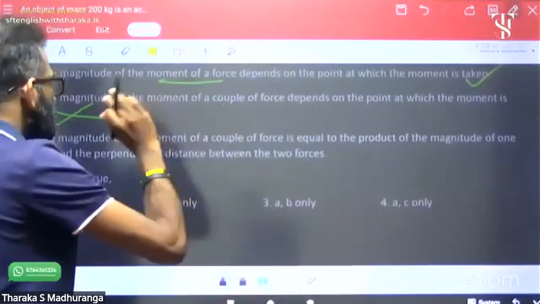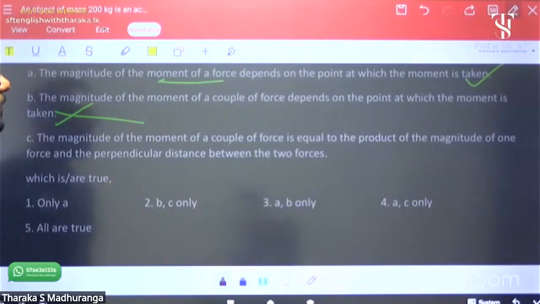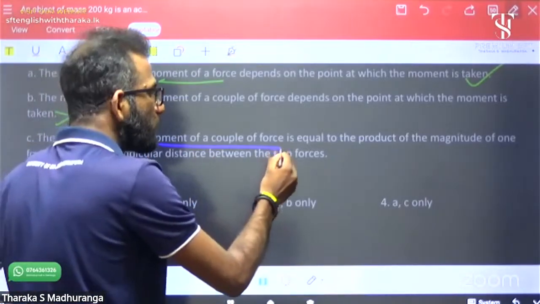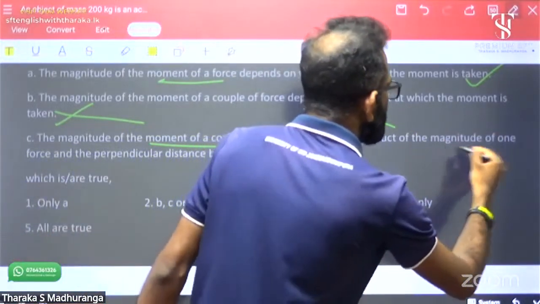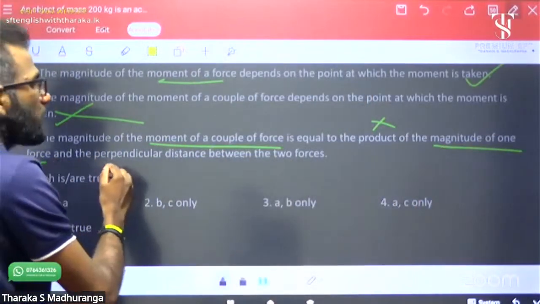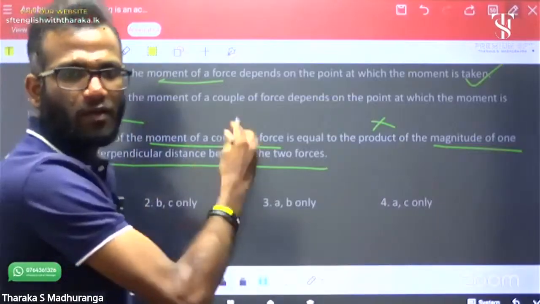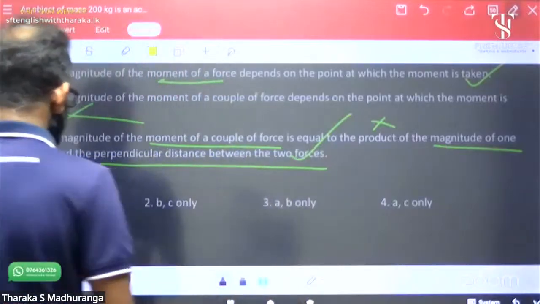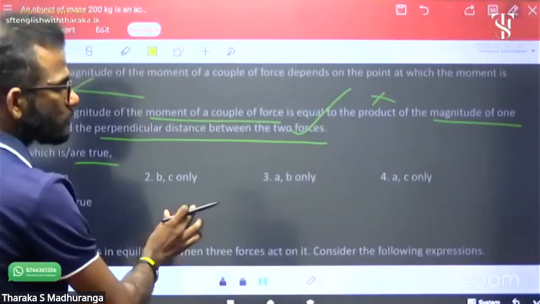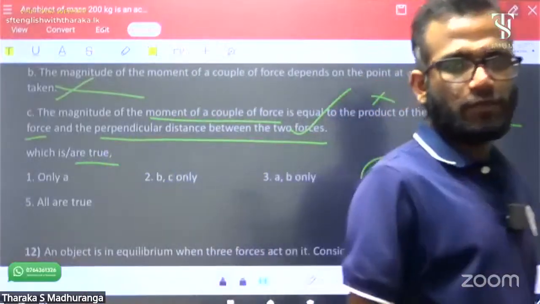Definitely wrong. Okay, final one. Statement C: the magnitude of the moment of a couple of forces is equal to the product of the magnitude of one force and the perpendicular distance between the two forces. Moment of couple is equal to the product, meaning multiplication, of the magnitude of one force and the perpendicular distance between the two forces. This is the definition of moment of couple of forces. Definitely it's correct. A and C are correct. Which are true? A and C only. Answer number 4.